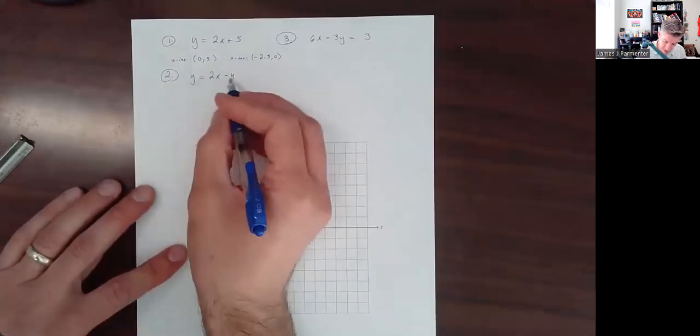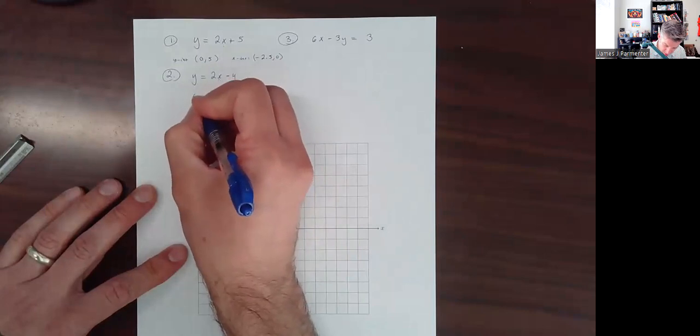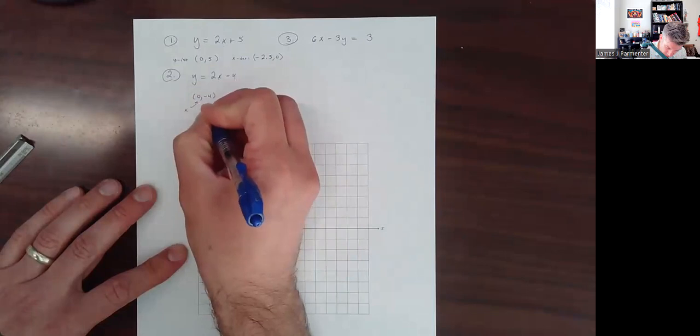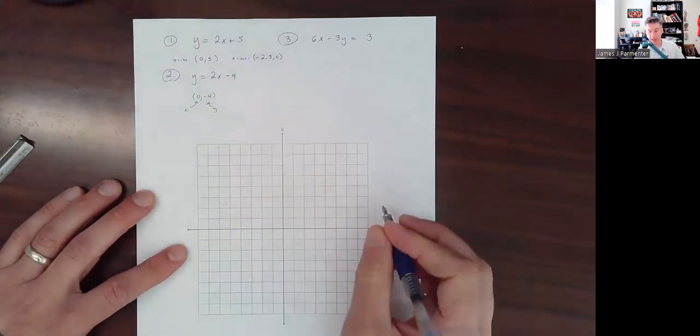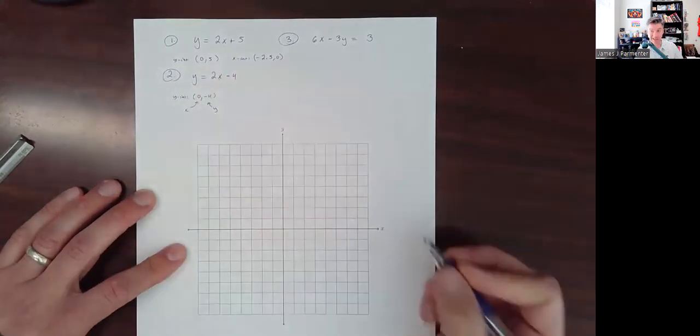Similarly here for y equal to 2x minus 4, if I set x equal to 0, I get y equal to negative 4. So 0, negative 4. Remember, that is an x coordinate first, a y coordinate second. That's my y-intercept, right? Because it's on the y-axis because x is 0.